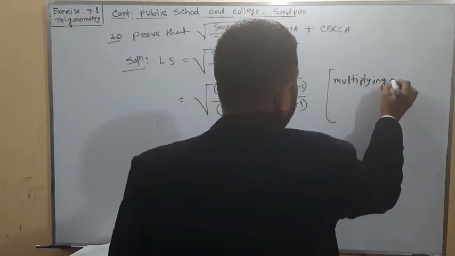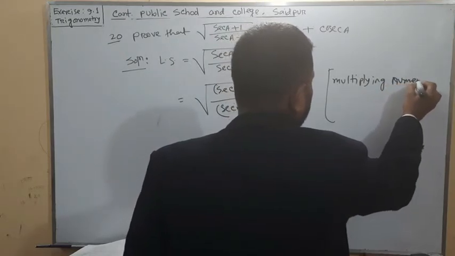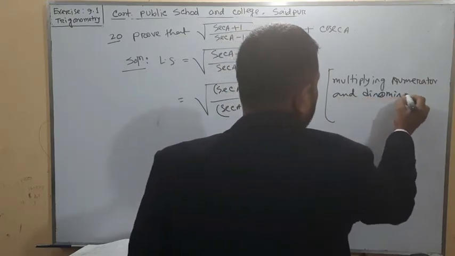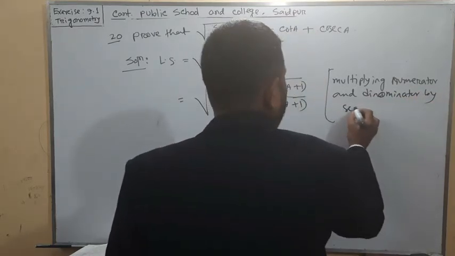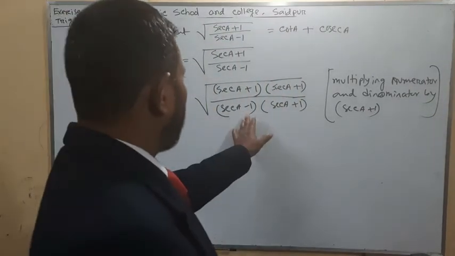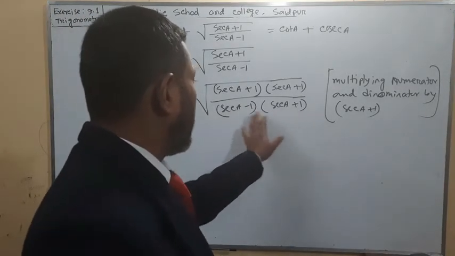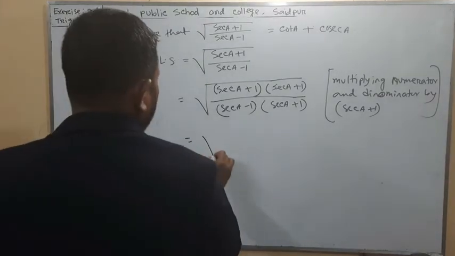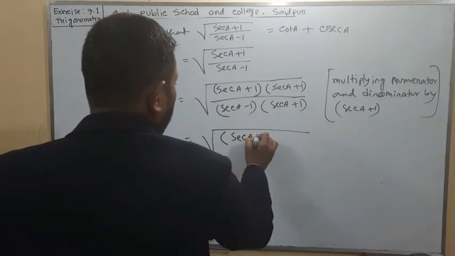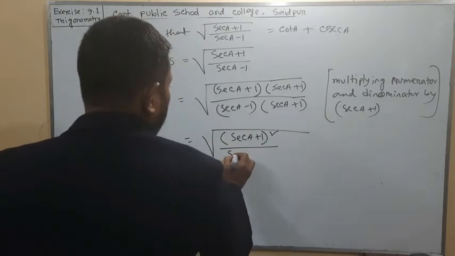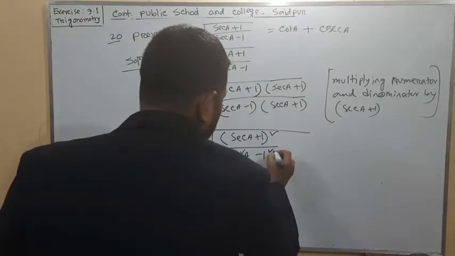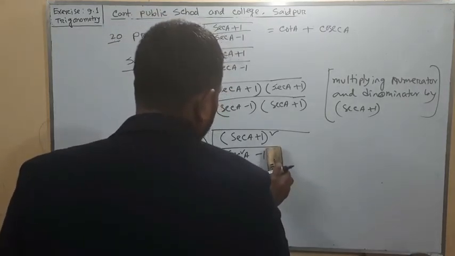Multiplying numerator and denominator by sec A plus 1, because here sec A minus 1 and sec A plus 1, A minus B into A plus B, we get the formula A square minus B square. Here sec A plus 1 and sec A plus 1, these two are the same. We can write sec A plus 1 whole square, and here sec square A minus 1 square. We know 1 square is equal to 1, so we can write directly 1.